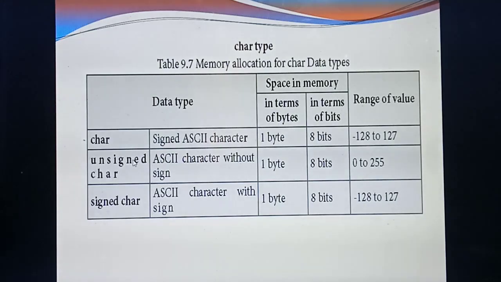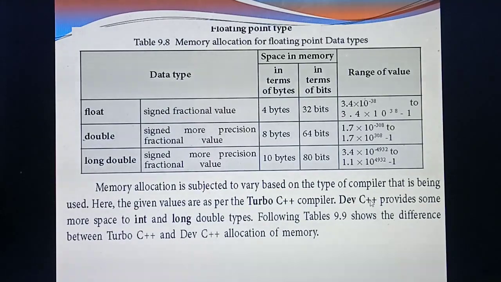Next one is unsigned character. Unsigned means the name itself says a character without sign. So that unsigned also has storage capacity of 1 byte. Next, signed character. A signed character means a character with the sign, for example minus 64 or minus 65 or plus 64. A character should have sign. That is a signed character. But each modifier will have the storage capacity of how much? 1 byte. Understood? 1 byte means how many bits? 8 bits. But the range of values will change. That one you should remember. Understood? Next one is floating point type.